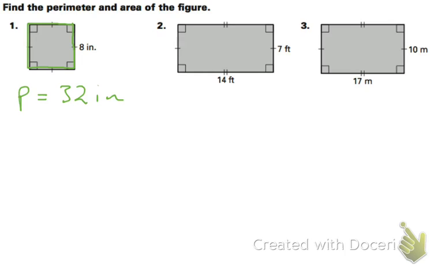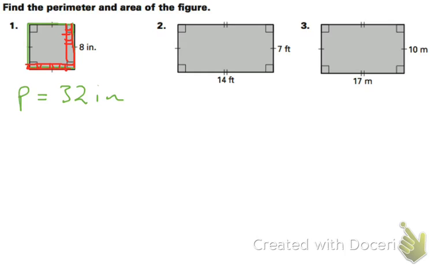Alright, for the area, now I have to figure out how many squares would fit inside. So I can see that 8 squares would fit in this direction, 8 squares would fit in this direction. If I drew them in, it would be something like that, and then a column of squares over here.